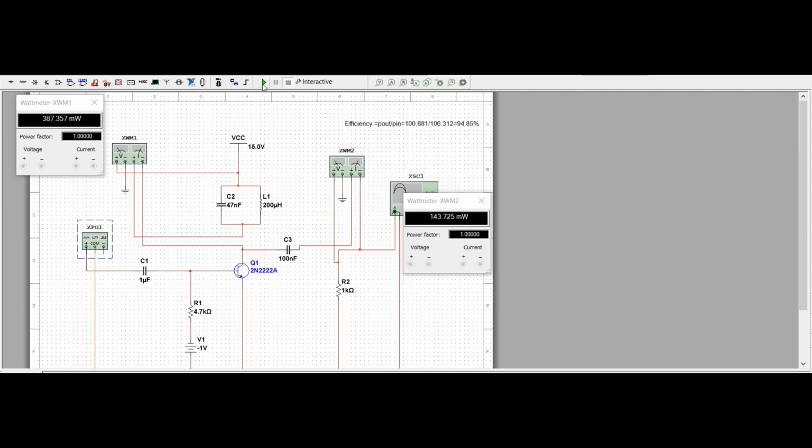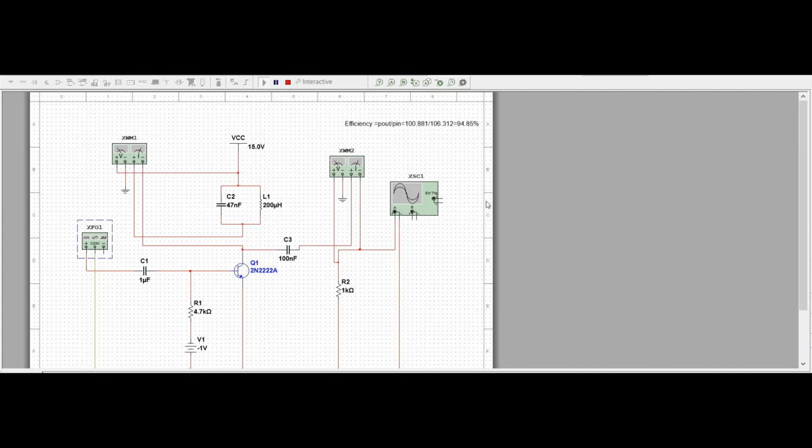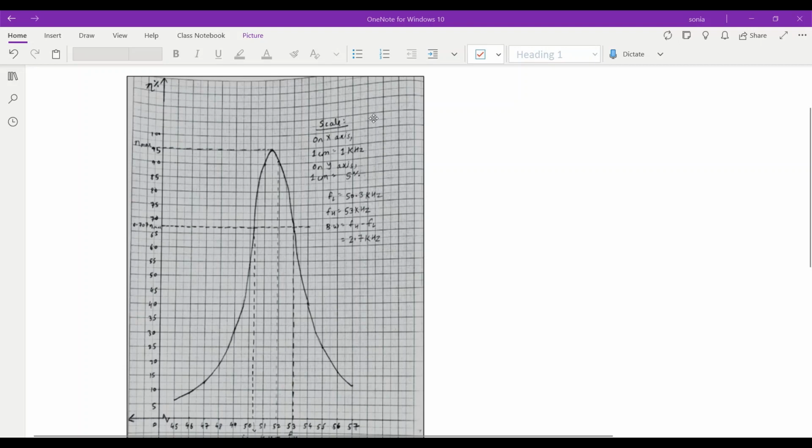Simulate it. See the change in the output power and the input power. That gives the change in efficiency. So we'll be plotting a graph between frequency and efficiency to get the spectral bandwidth. So if you can see, as you go on increasing the frequency, the efficiency also goes on increasing. At resonance, it achieves maximum efficiency and then it falls down.